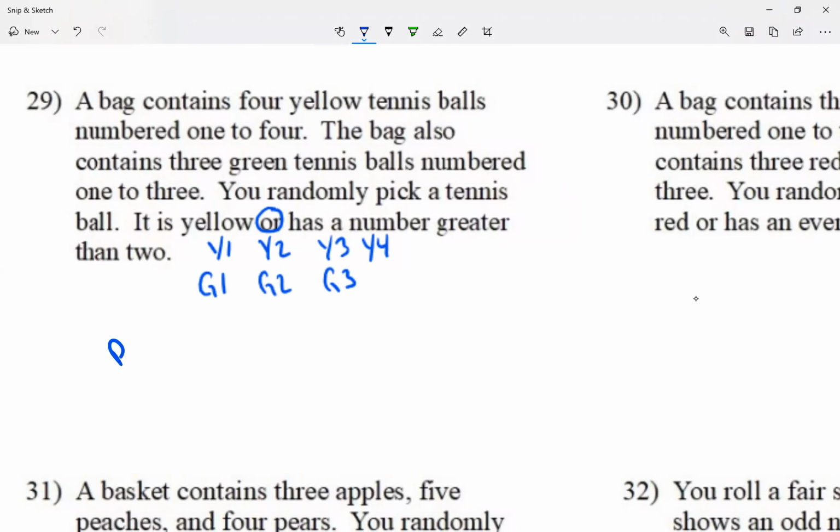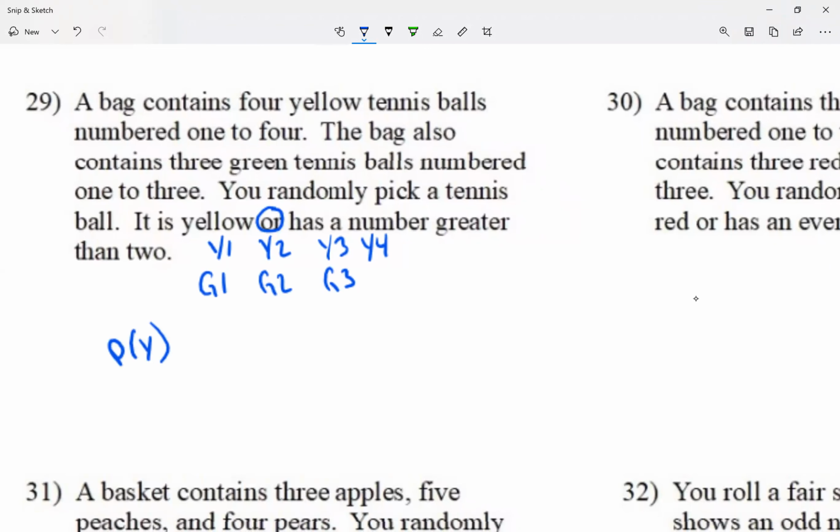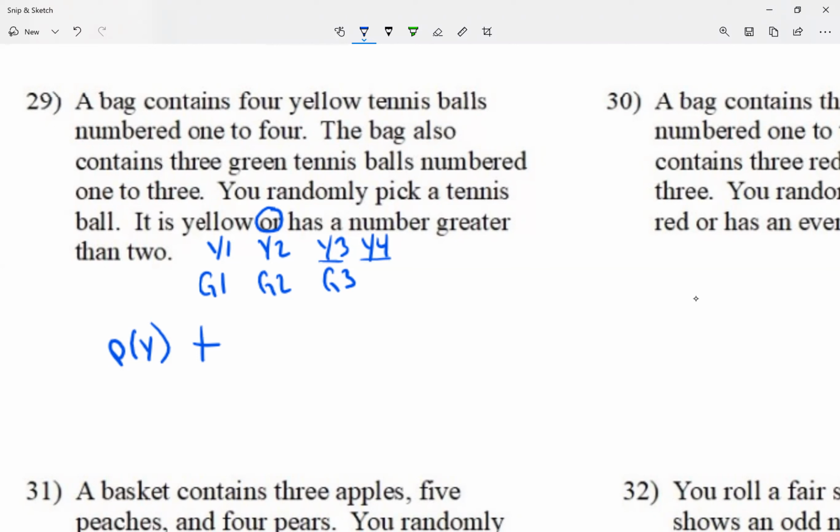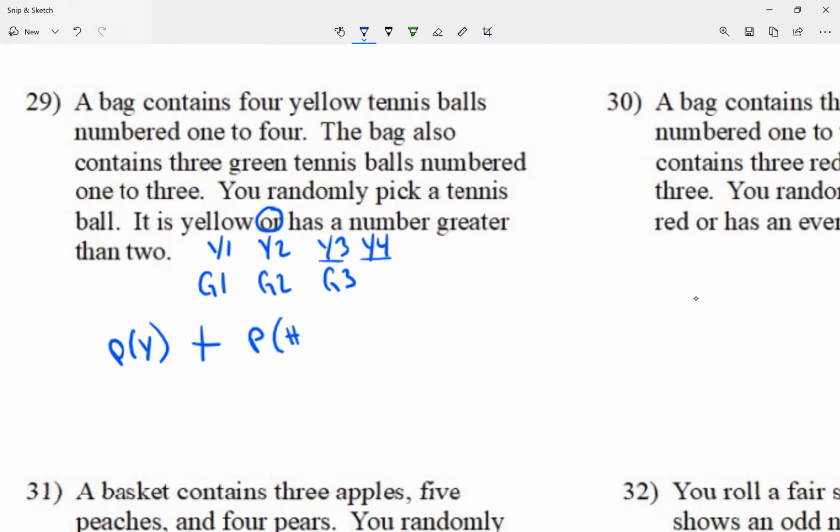So let me do probability that it is yellow, plus. Now, one probability is that it's yellow. The other probability is a number greater than 2. I ask myself, can this happen at the same time? Yes. The probability of getting a yellow number 3 or yellow number 4. So this is what we call not mutually exclusive, because they can happen at the same time. So for this other one, I'm going to say the probability that it's a number greater than 2, but it's not yellow.